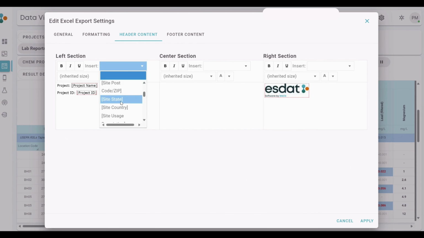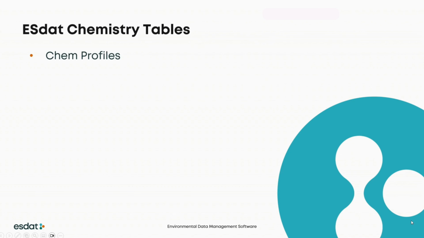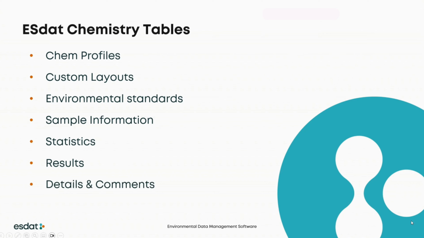As with the chem profile, when you have made changes in any of these menus, be sure to save the current custom layout to keep these settings for future application. So, we've seen that in the chemistry table we can customize chemistry profiles and save custom layouts. Set the environmental standards and sample information. Select statistics and how the results are displayed. View further details and comments of results. And tailor how the export appears in Excel.